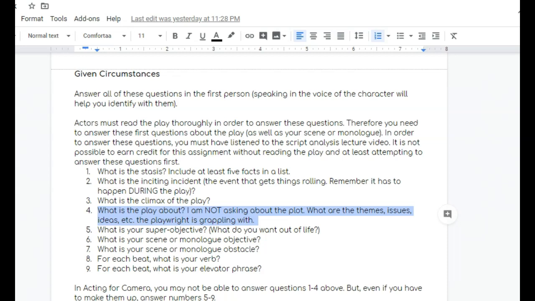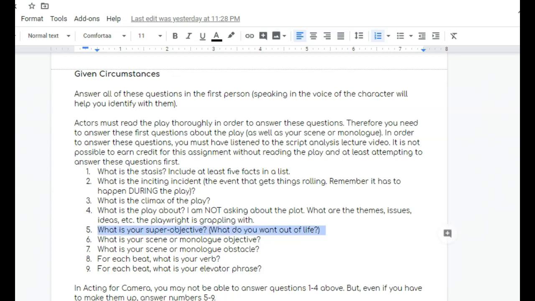Probably. Having said that, I probably will ask you to do it as a way. I'm not asking what the plot is. What are the themes? What are the issues? What are the ideas that the playwright is grappling with? Is it about forgiveness? Is it about becoming the best person you are? I don't know what it could be. So just think about that. It can help you decide on what your super objective is when you know what the play is really about.